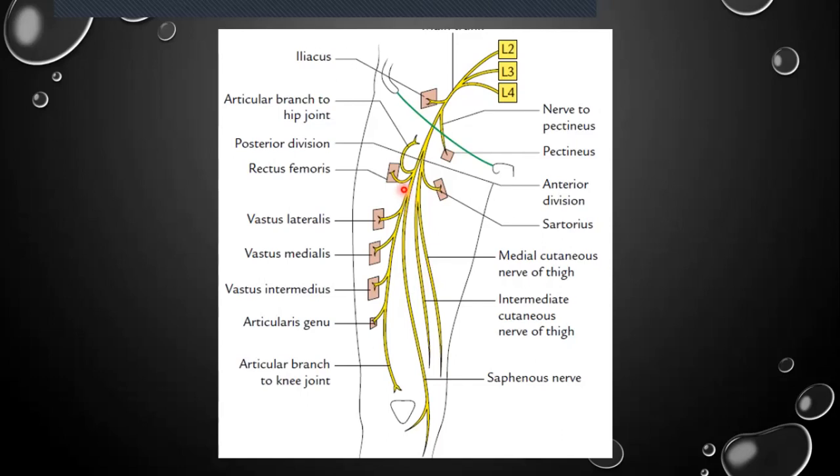Then the posterior division will give off only one cutaneous nerve, the saphenous nerve, and four muscular branches to the quadriceps femoris, that is rectus femoris, vastus lateralis, vastus medialis, and vastus intermedius. It will also give, I think, one to the articularis genu muscle. It also gives an articular branch to the knee joint, and an articular branch to the hip joint.